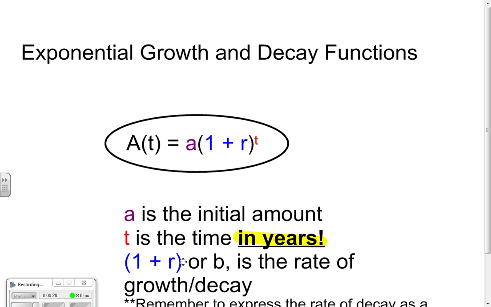Located on the bubble is your exponential growth and decay function. If you take a look at that, the lowercase letter a is the initial amount. When it comes to loans and things like that, they'll call that the principal. 1 plus r is the b value, which is your growth or decay factor. The r is your rate of growth or decay, given to you as a percent, which should be changed to a decimal to work with it. And t is the time in years.